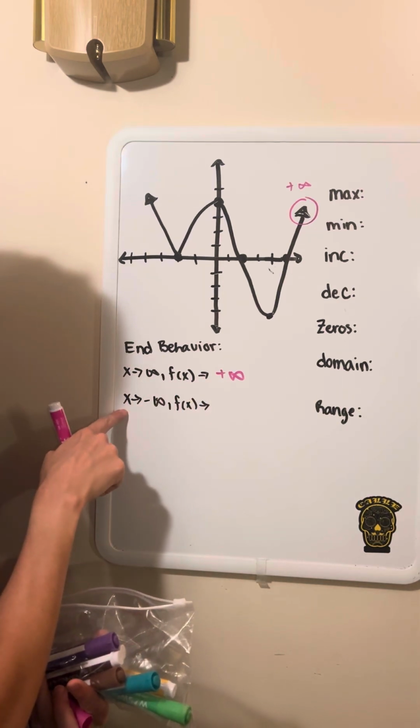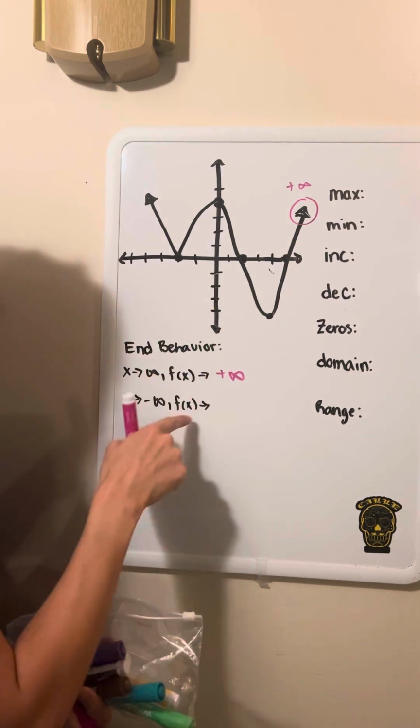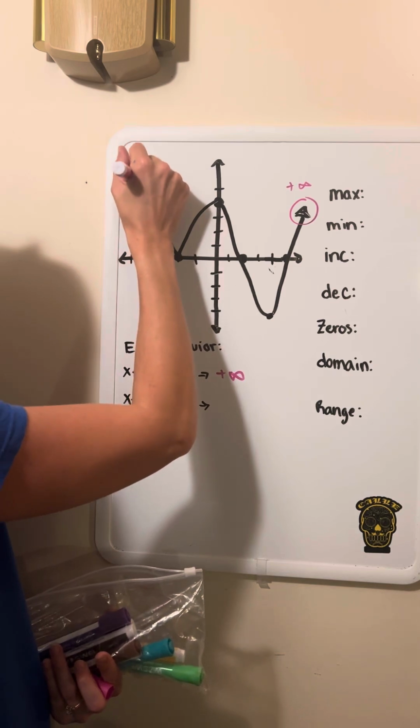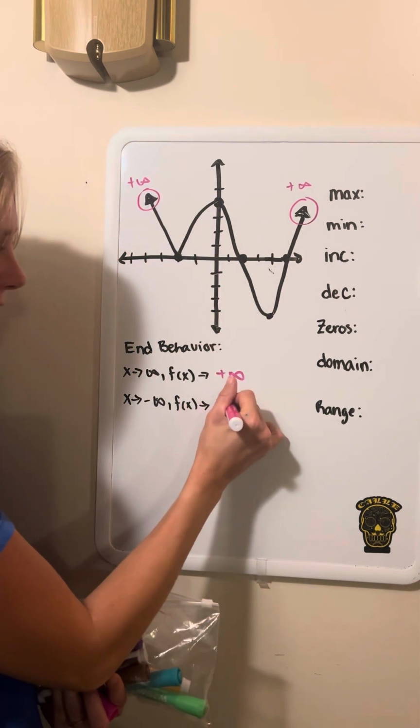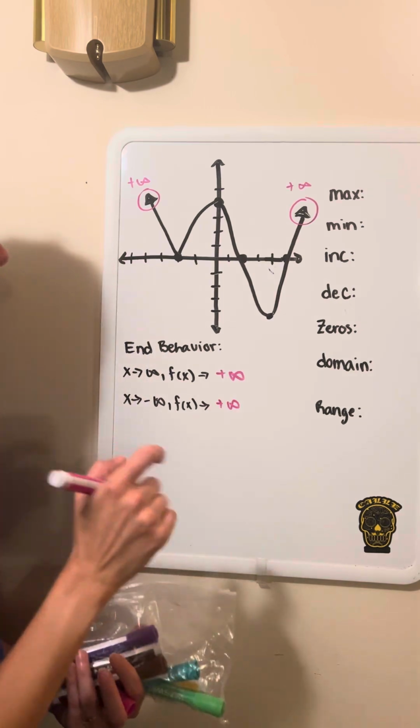This means as x approaches the left or goes negative, what are the y values doing? The arrow points up, so positive infinity. And that's all you have to do for end behavior. You just have to say, what is it approaching? Okay, so pretty easy.